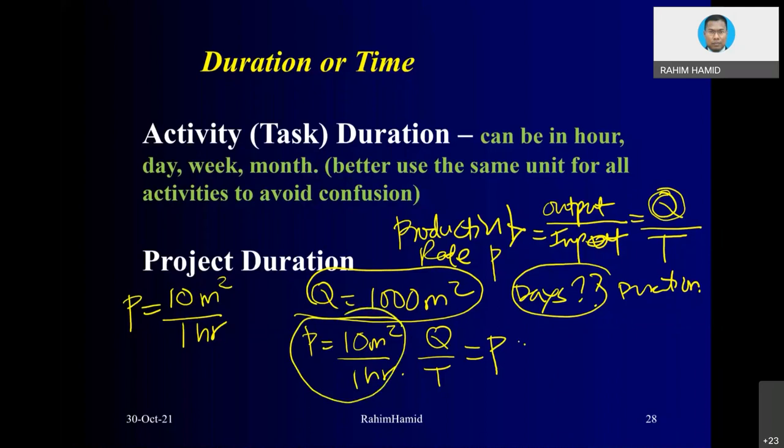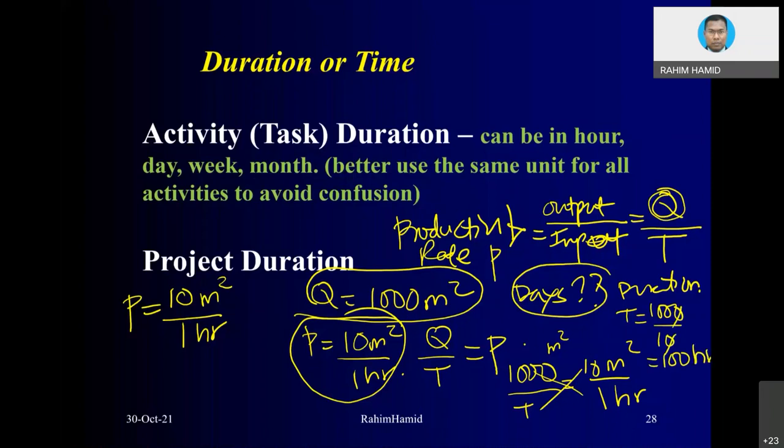So from that equation, 1,000 divided by T, unknown, equals P, which is 10 per hour. Therefore T is equivalent to 1,000 divided by 10. You notice that the unit cancels out, and you end up with 100 hours. If you want the unit in days, then for easy calculation, let's say your workers are paid for 10 hours per day, including overtime. Then you get 10 days. This is how we calculate activity duration based on productivity rate.